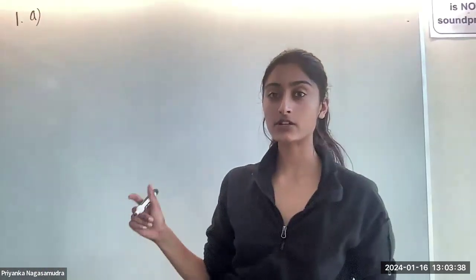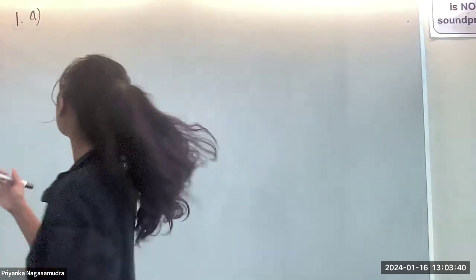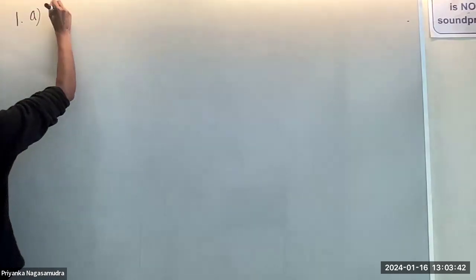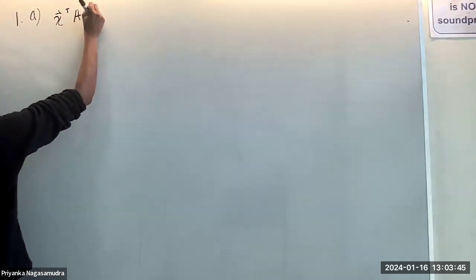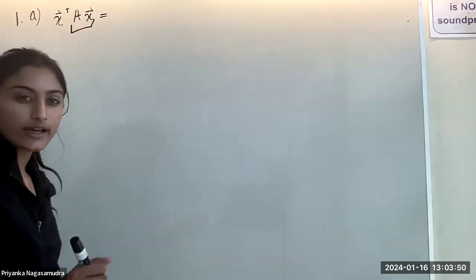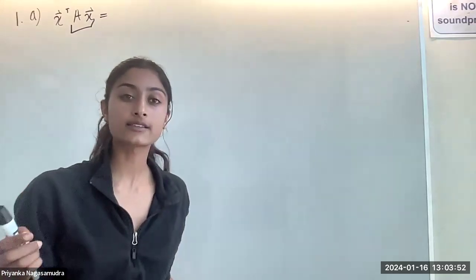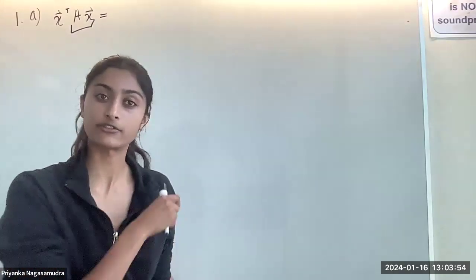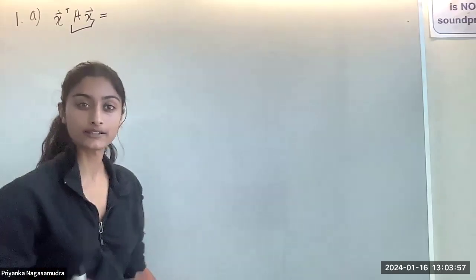X transpose AX is equal to the summation over the rows and columns, xi xj aij, where A is a symmetric n×n matrix and X is in Rn. So this is easy to show if we first expand it. So let's do that. X transpose AX. This we will first expand. Remember that AX is a linear combination of the columns of A. So let's write that out.